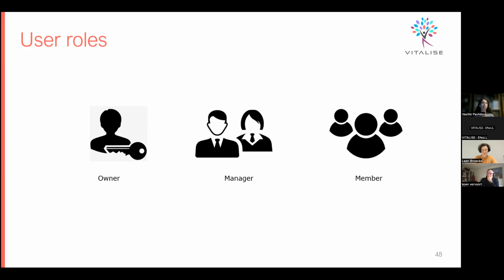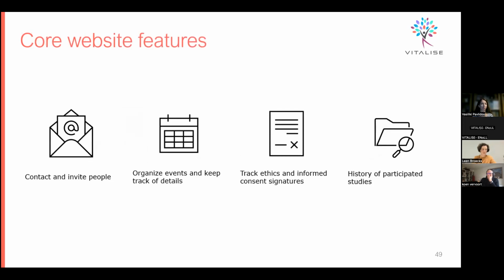And then the member, which is the approved member of the organization, a stakeholder that can participate in everything that they do. Moving forward, you can see the core website features. So what you can do is you can contact and invite people, you can manage your contacts, you can stay organized by seeing current and upcoming events, see details, RSVP status. And also there is an option to track ethics and informed consent signatures and see history of participated studies.